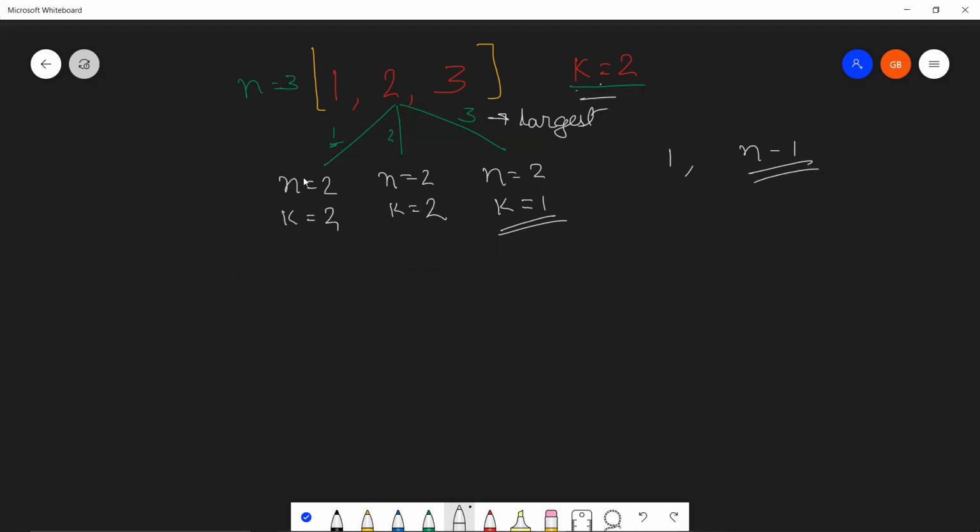Now you can clearly see that this is a repetitive case over here with n equal to 2 and k equal to 2. So definitely maintaining a DP would save our time. We won't have to call recursion again and again for these cases. Once it's called for this case, we can directly get the answer for this case, right? What we need to discuss is the base cases.